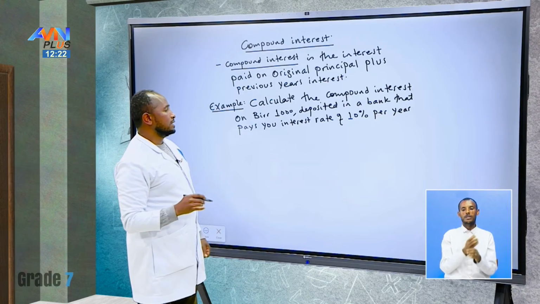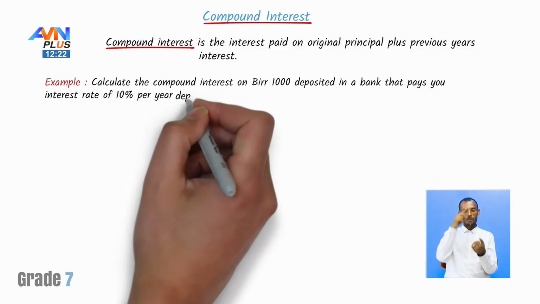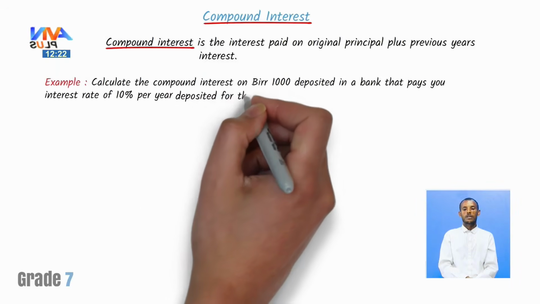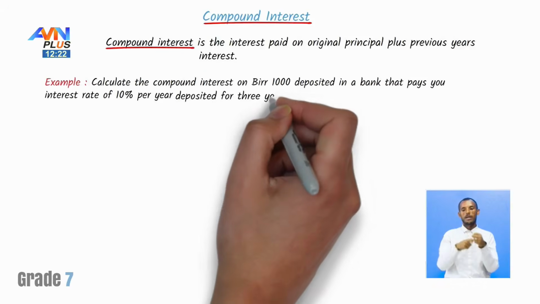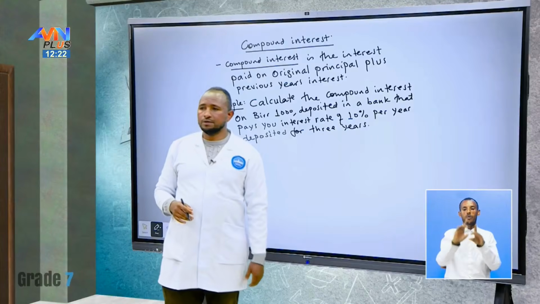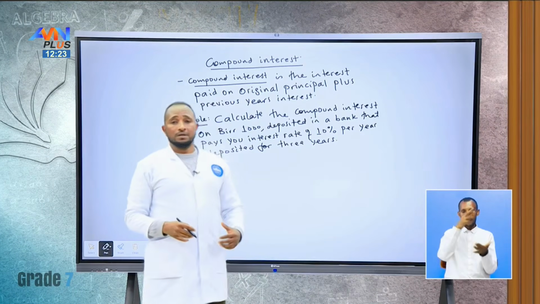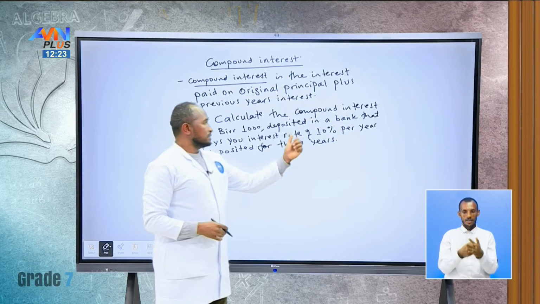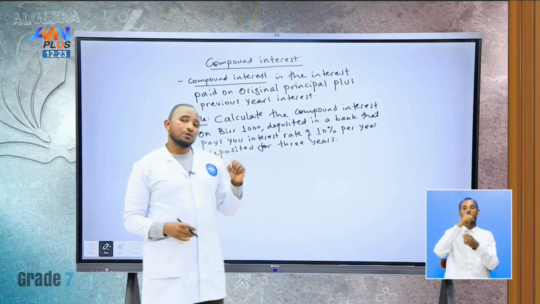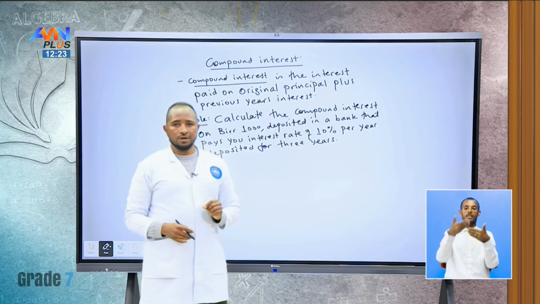Deposit in a bank that pays you an interest rate of 10% per year, deposited for 3 years. Okay. Now, how do you calculate this? In this case, since the principal varies from year to year, you have to calculate the interest for each year. Let's start from the first year.